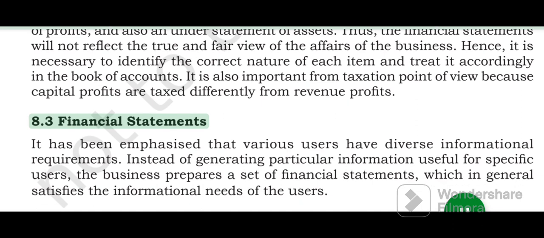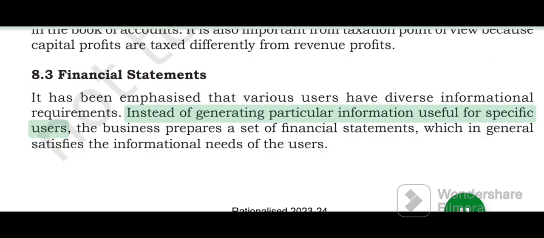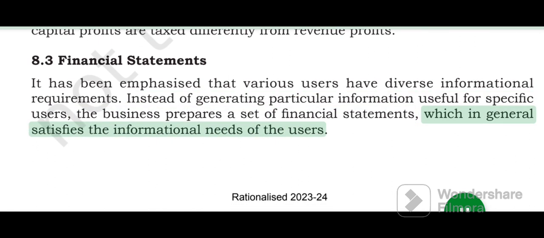8.3 Financial Statements. It has been emphasized that various users have diverse informational requirements. Instead of generating particular information useful for specific users, the business prepares a set of financial statements, which in general satisfies the informational needs of the users.